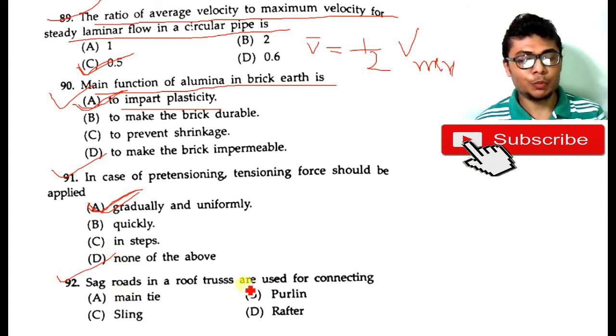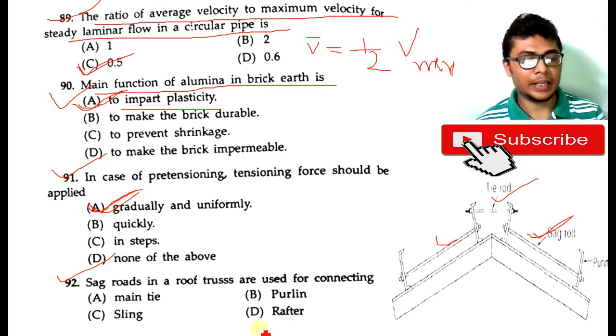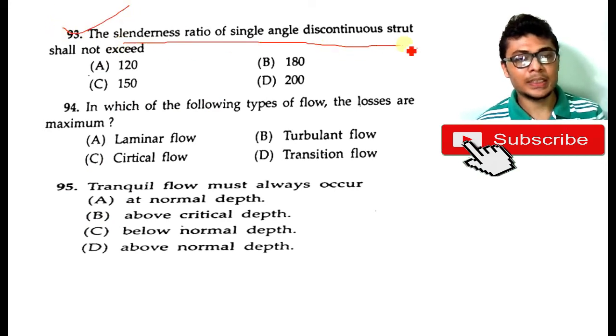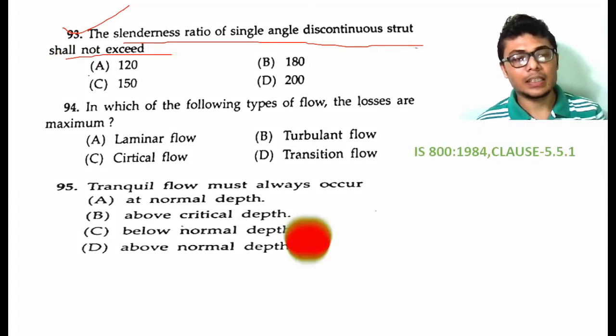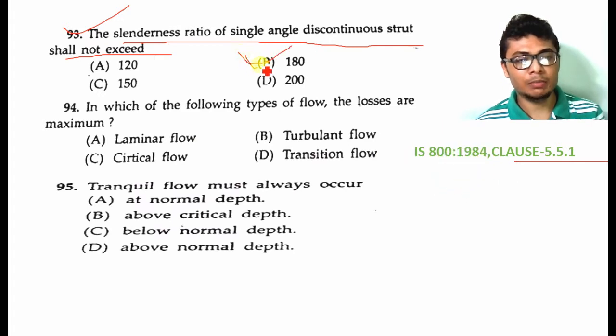Sag rods in a roof truss are used for connecting? See, this is my roof truss, the top portion is the tie rod and this one is my sag rod. Therefore sag rods are used to connect the purlins. Therefore my correct answer will be B, purlin. Next question, question number 93. The slenderness ratio of a single angle discontinuous strut shall not exceed? Okay, see, as per IS 800:1984 clause 5.5.1, the answer will be B. Okay, the answer will be B.